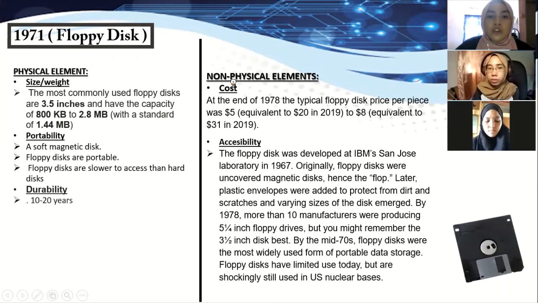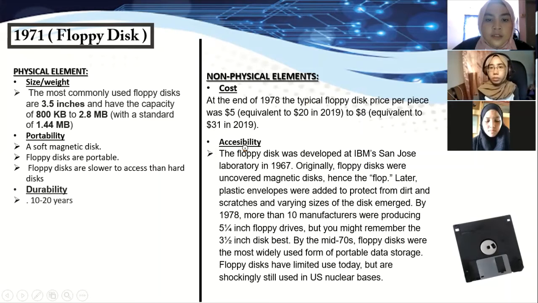Okay, for non-physical element, for the cost, at the end of 1978, the typical floppy disk price per piece was $5 to $8. Okay, for $5 until 1989, it's still used the floppy disk, but the price is quite expensive for $20. For $8, they changed the price for $31.